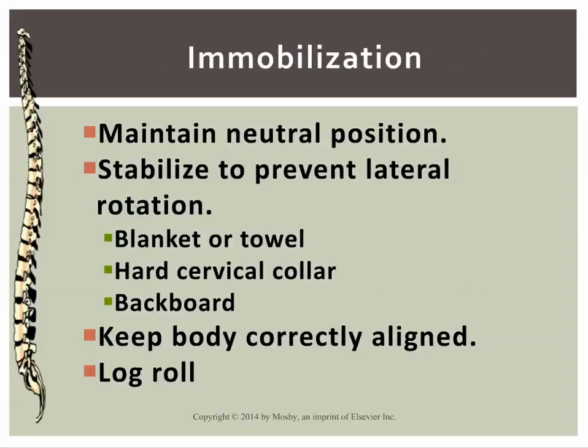Proper immobilization of the neck involves the maintenance of the neutral position. Use a blanket or towel roll, a hard cervical collar, and a backboard to stabilize the neck to prevent lateral rotation of the cervical spine. The body should always be correctly aligned. Turning should be performed so that the patient is moved as a unit, called log rolling, to prevent movement of the spine.